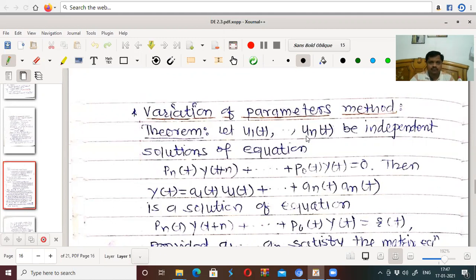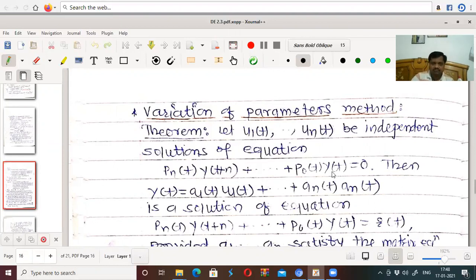In this lecture we'll discuss one of the methods of solving linear difference equations with variable coefficients. We have already seen the method of solution of linear difference equations with constant coefficients. Now we will see how we can solve the linear difference equation with variable coefficients.